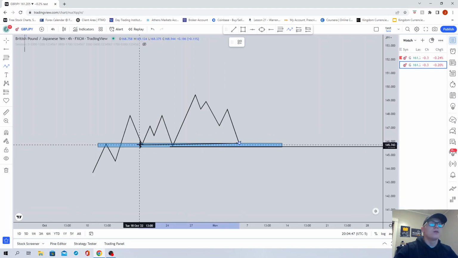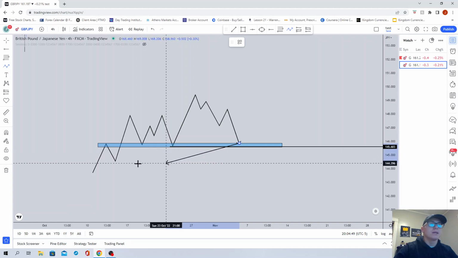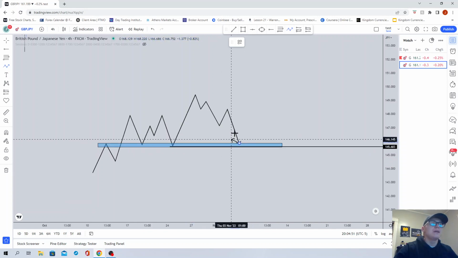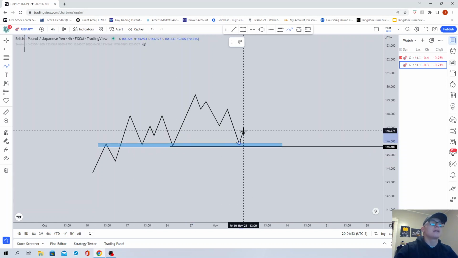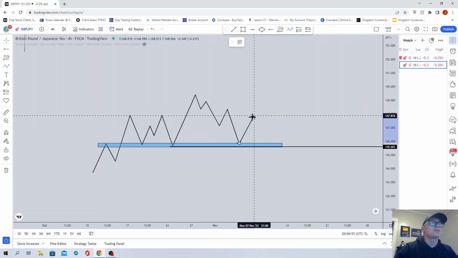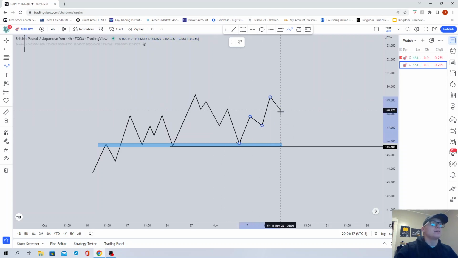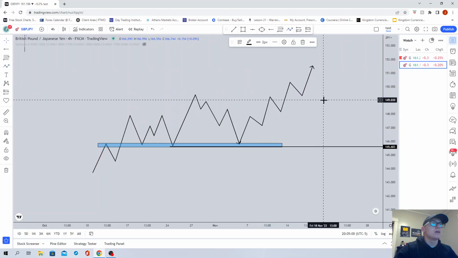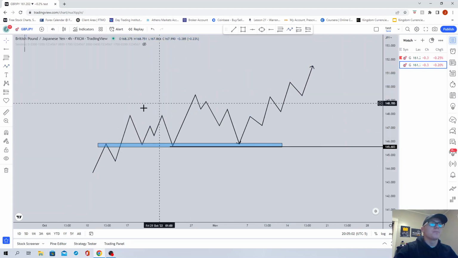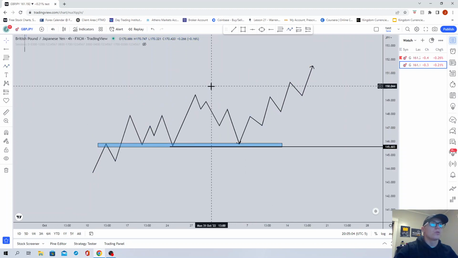Why? Because we did it here, and we did it here. It also held as resistance here. So we can anticipate with a good probabilistic outcome that price is going to bounce from this level and go on and continue to make higher highs and higher lows, because we're in bullish structure and we now have a pullback to support and resistance.